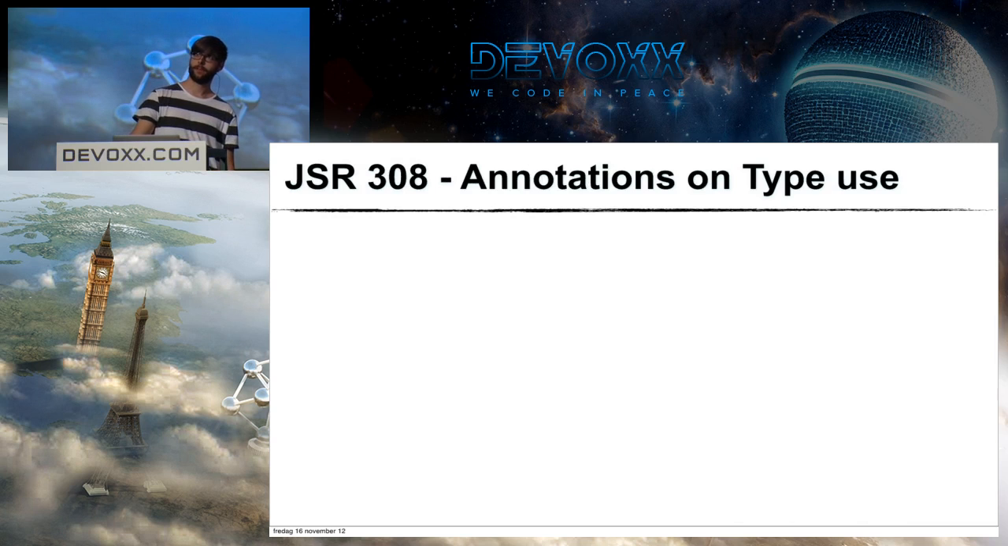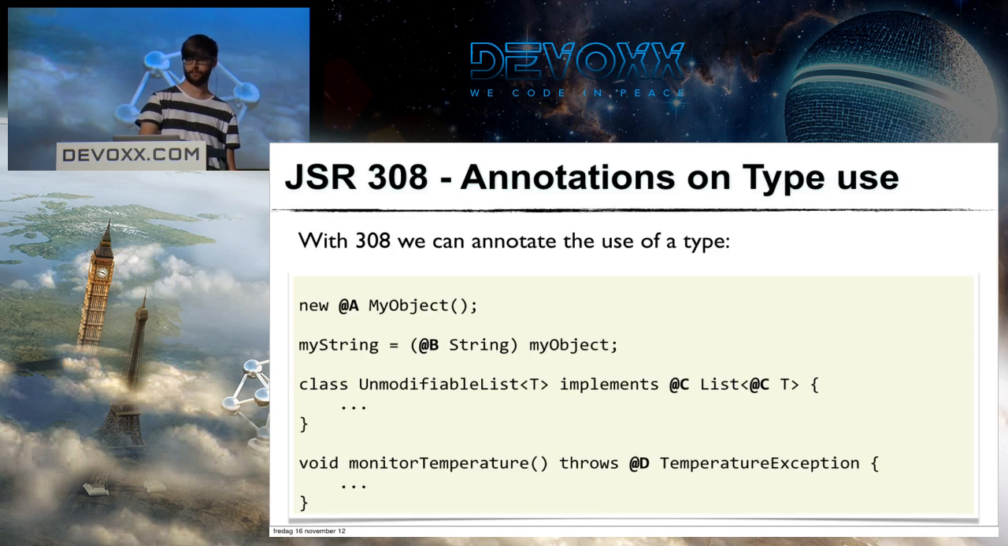So the first feature I want to talk about is JSR 308, annotations on type use. With 308, you are going to be able to annotate not only type declarations, as I showed in the last slide, but also type use, seen on this slide.